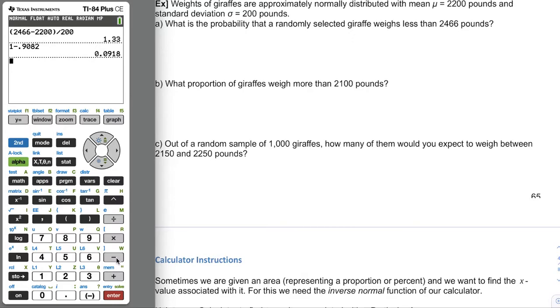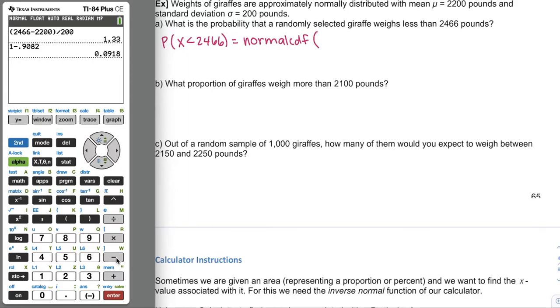So we're using the same example again with the giraffes. Part A says, what is the probability that a randomly selected giraffe weighs less than 2,466 pounds? Okay, so when we're using a calculator, we do not have to compute the z-score. We're going to use a function in the calculator called normal CDF. The normal stands for normal distribution. It will tell us the area, but we have to give it 4 pieces of information: the lower bound, the upper bound, the mean, and the standard deviation.